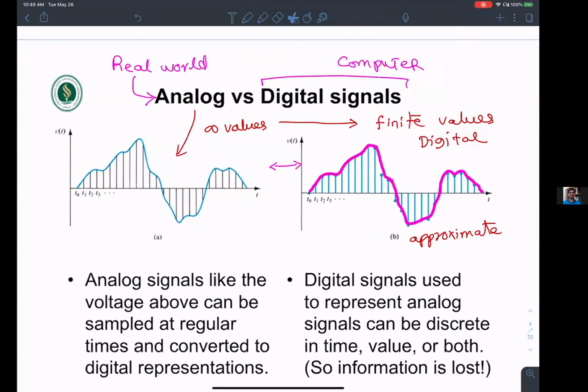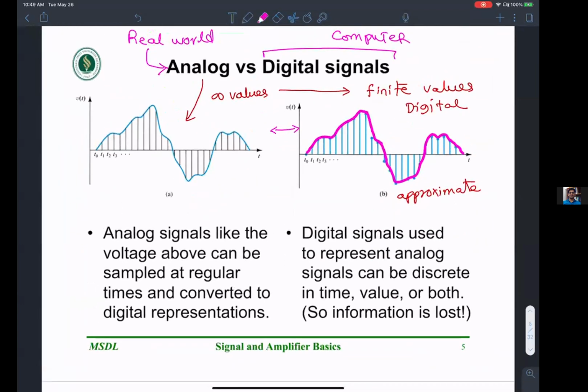On the right is a digital waveform, as you can see, approximating the underlying analog waveform. Analog signals like the voltage above can be sampled at regular intervals of time. That is exactly what I'm doing here. I'm taking the value of the analog signal at regular intervals of time in order to convert from analog to digital. If I sample at periodic intervals, then I get what is known as the digital representation of it.